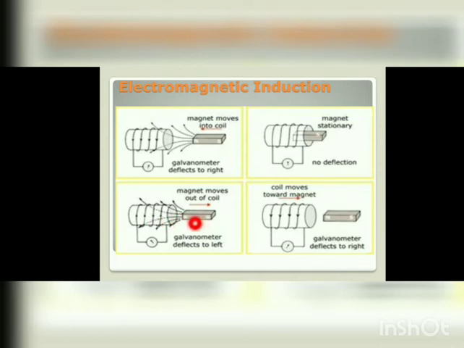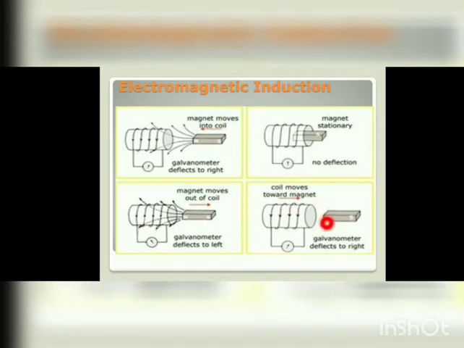Now, just look at the third figure. Here you can see the magnet moves out of the coil. That means he moves the magnet backwards. What happens to the galvanometer needle? It again deflects, but this time the deflection is towards the left. So just compare these 2 figures. When the magnet was moving into the coil, the galvanometer needle deflects towards the right. But when the magnet moves out of the coil, that means in the backward direction, the galvanometer needle deflects in the opposite direction, towards the left.